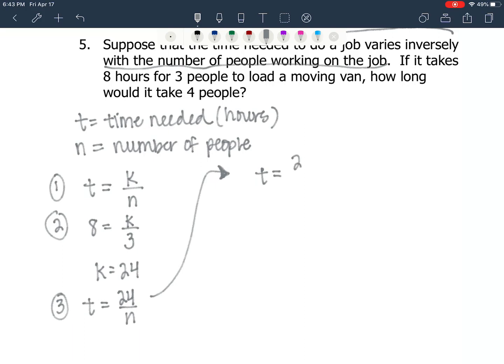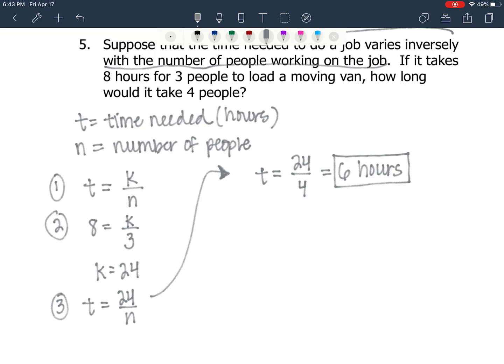So t is equal to 24 divided by 4, which is equal to 6, and time is in hours. So if you have 4 people working, it's only going to take 6 hours to load the moving van. So that makes sense. The more people you have working, the less time it's going to take to finish that given job.